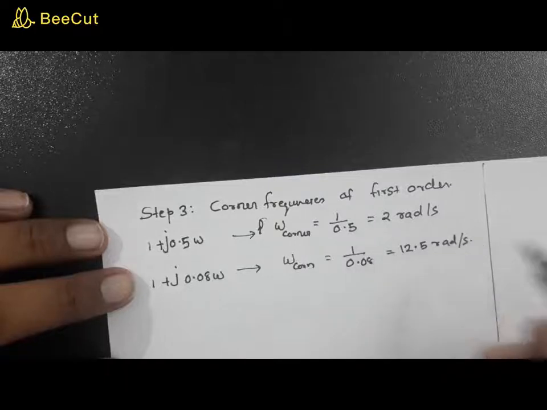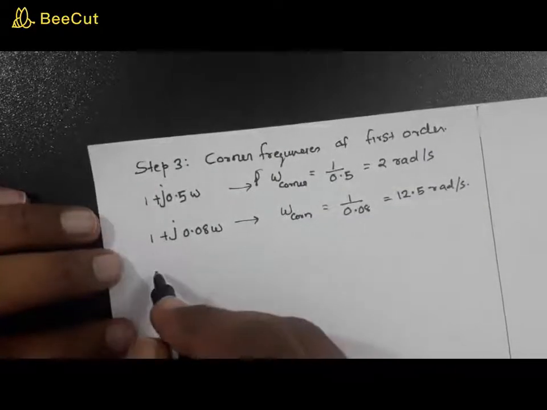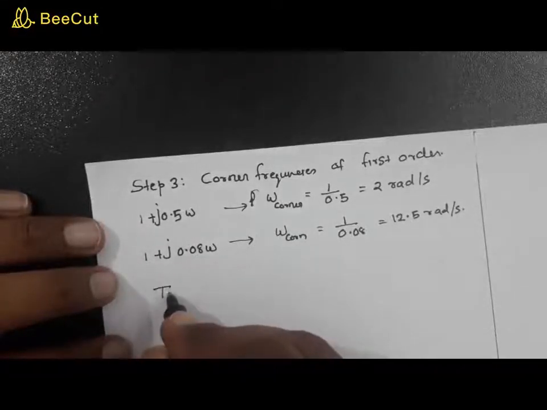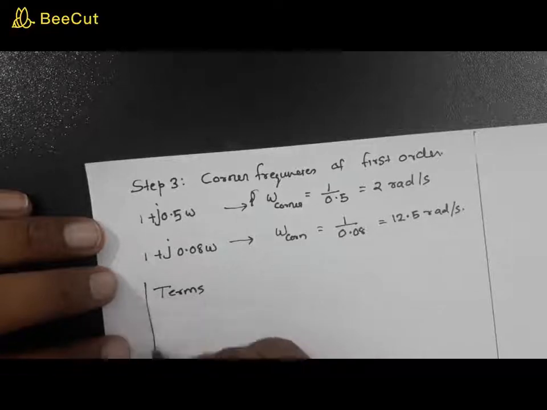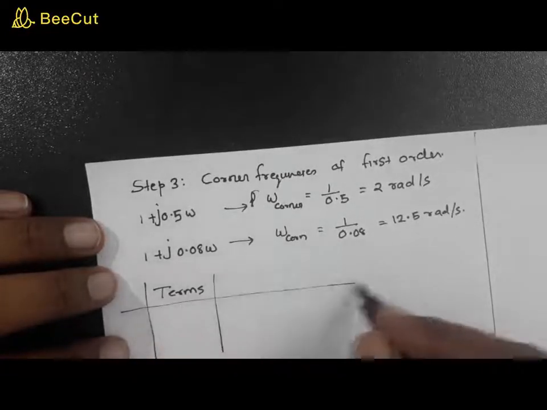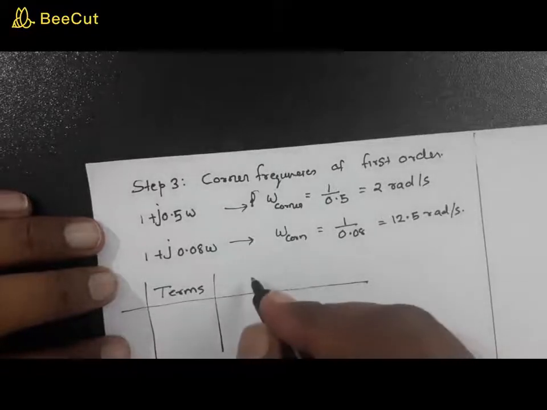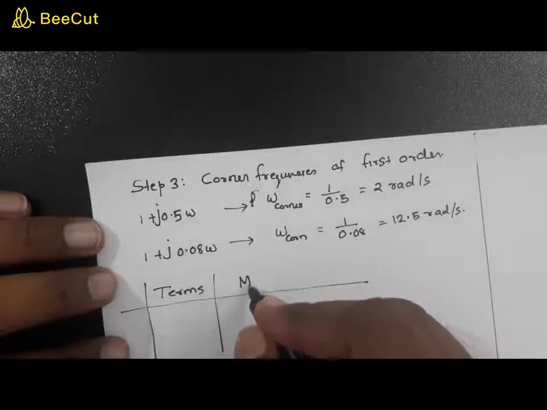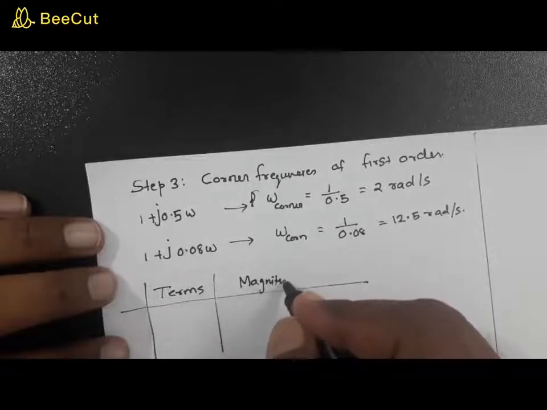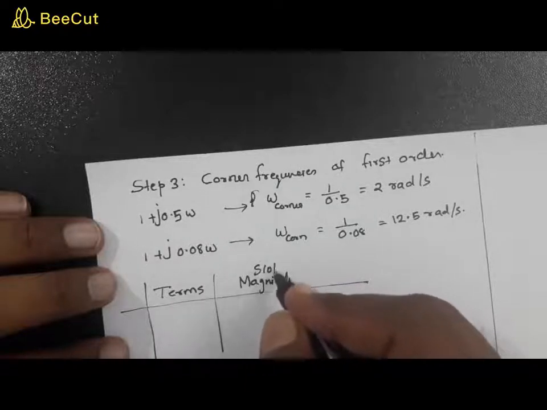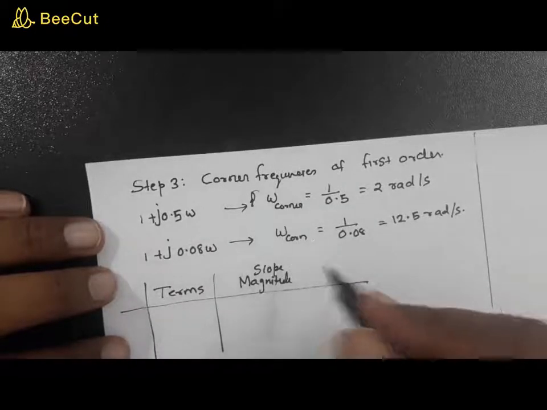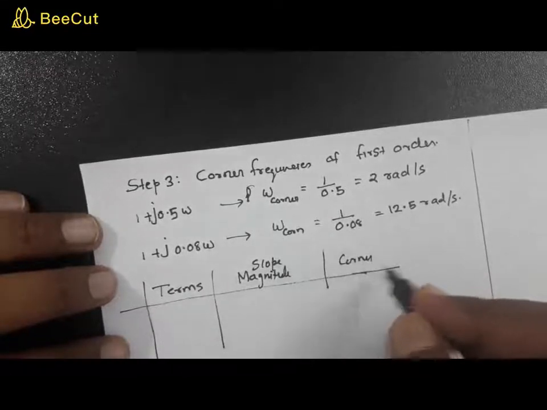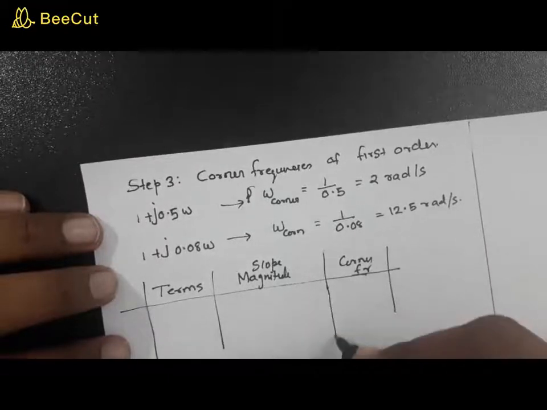Now you can have a tabulation if you want, in increasing order of the corner frequencies. You can create a table with the terms, the slope of the magnitude of the individual terms, and the corner frequency. So you can tabulate this.